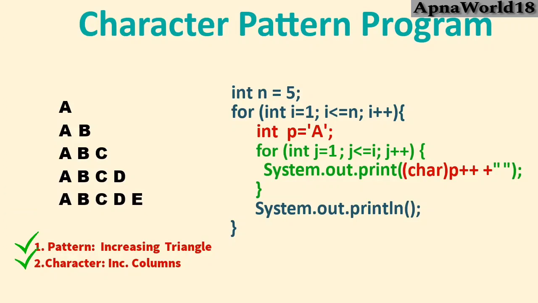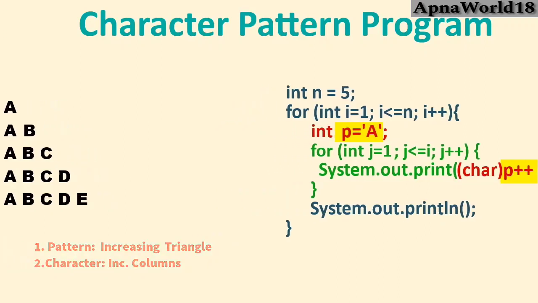Important point to note over here is that P is initialized to A every time the moment you enter inside the first loop. This cannot be done outside the loop as the loop is executed multiple times and every time you enter a new row, it needs to be initialized back to A. Second thing is, we need to increment P every time it is printed so that in the next print statement, it has the incremented character.